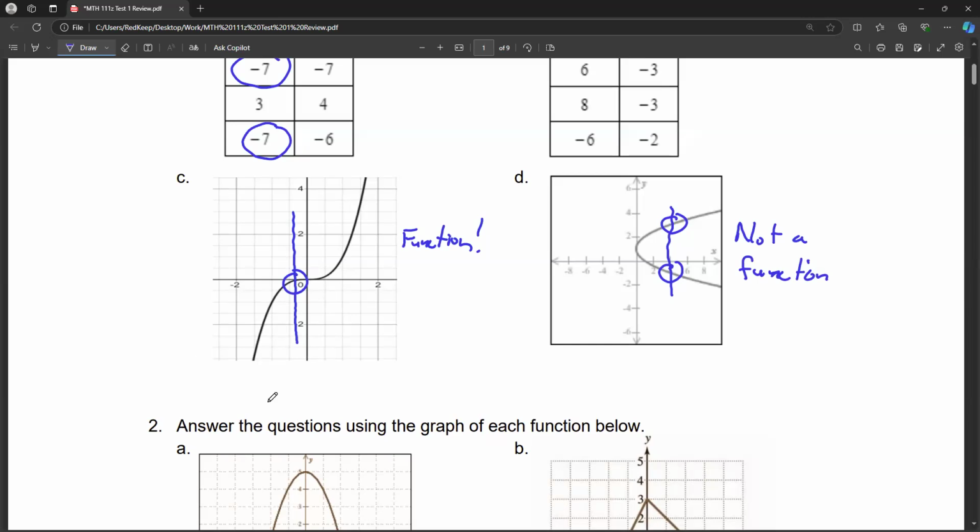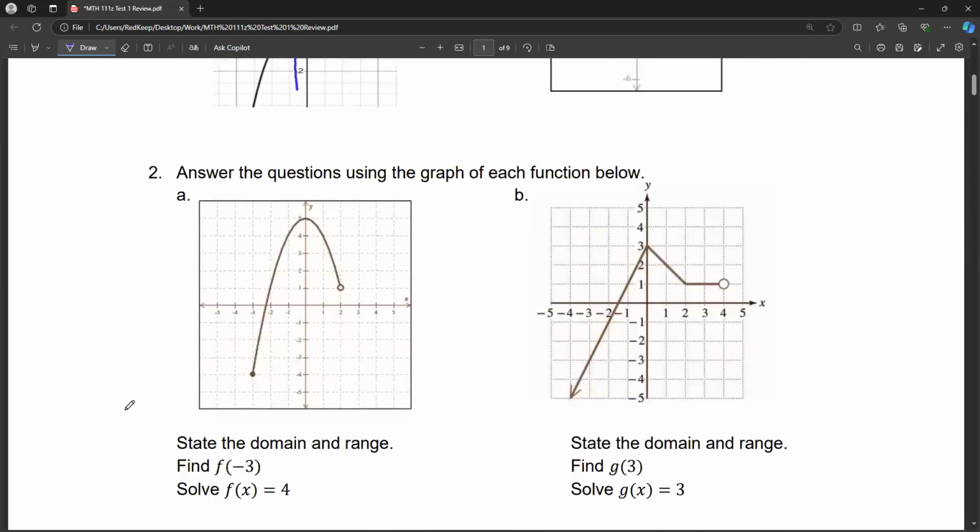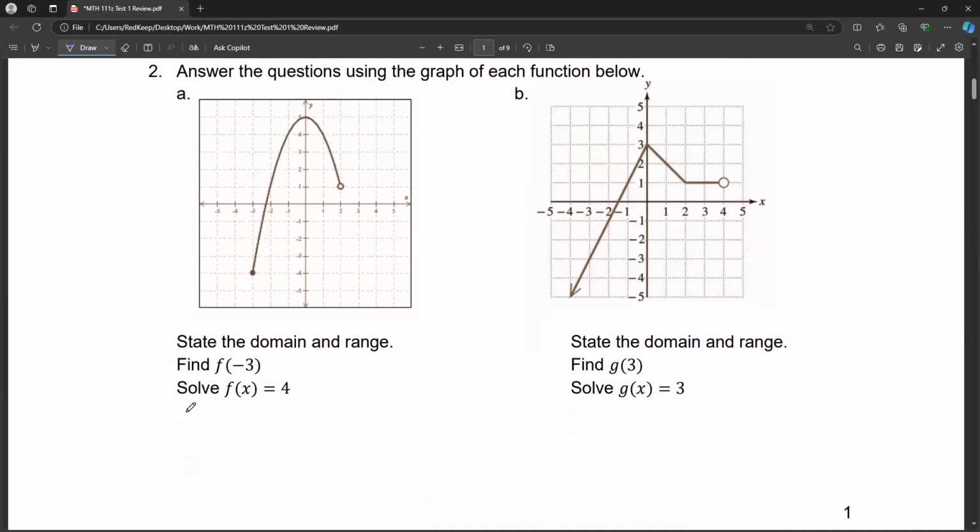All right, so moving on to question two. They're asking us to answer questions using the graphs of each function below. In part A, they give us a graph of a function, and they're asking us to state the domain and range to begin.